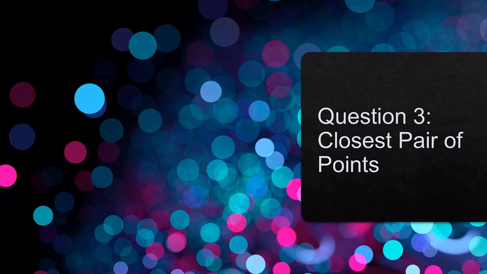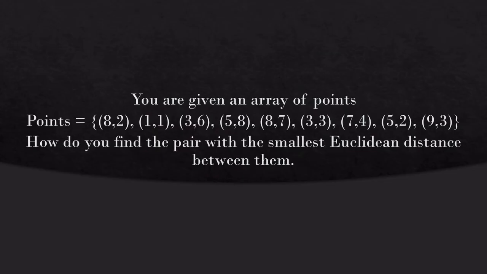Question 3. Closest pair of points. This question is relatively hard, especially compared to the ones we discussed earlier. This question can be solved in many other ways, but we are going to solve it with the divide and conquer method. We are given an array of points. The question is, how do you find the closest pair in this array?